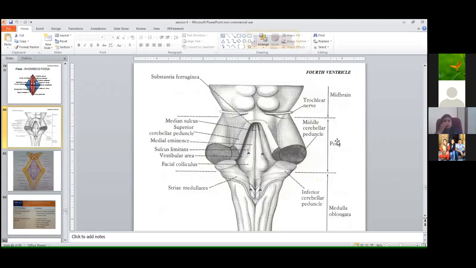Ma'am, one more doubt. Is the choroid plexus present in every ventricle, or is it concentrated in some? Lateral and fourth ventricle. Is there anything else? Any doubts?